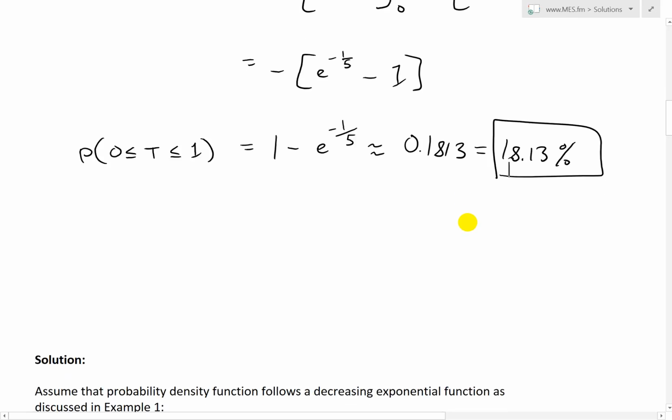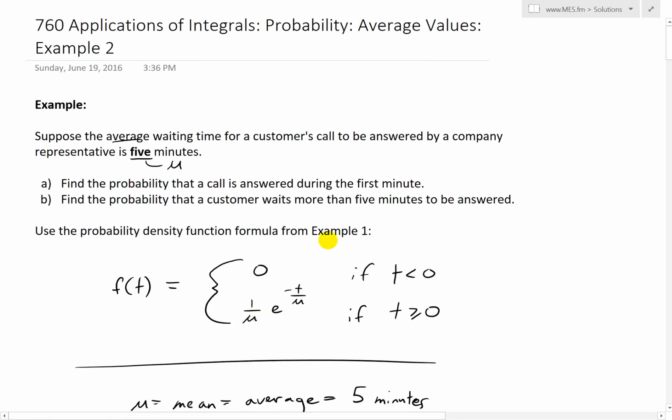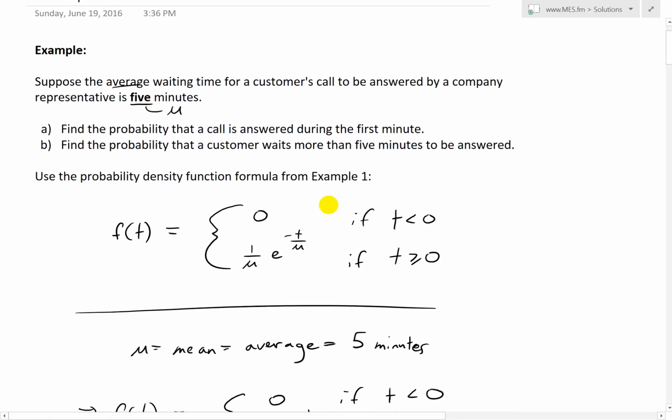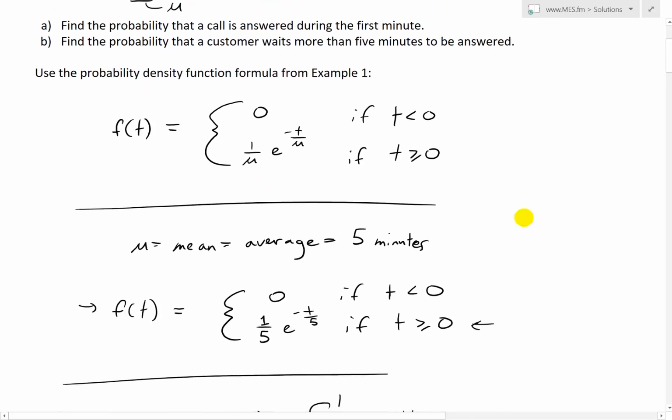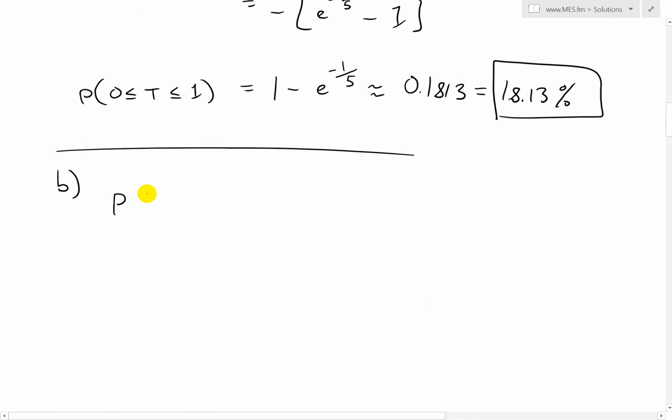So now let's look at the second part, part B. Part B is saying find the probability that a customer waits more than 5 minutes, the average wait time, before their call is answered. So the probability is going to be, well, t is greater than 5. Let's write this neater. This is the probability that we wait longer than 5 minutes. So this again is the area under the curve for everything greater than 5 minutes. So this would equal the integral from 5 all the way to infinity of f of t dt.